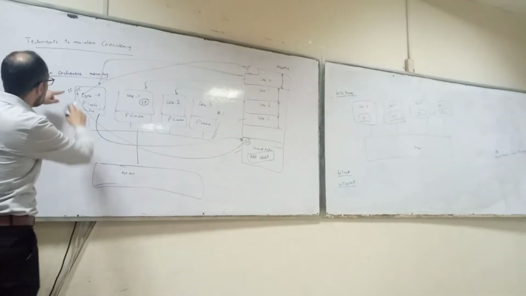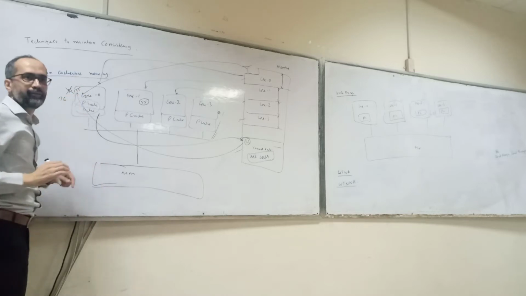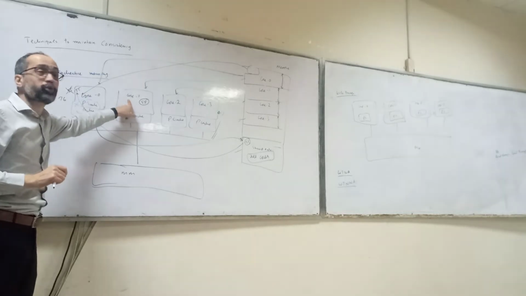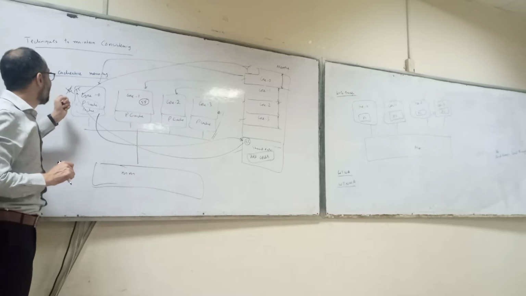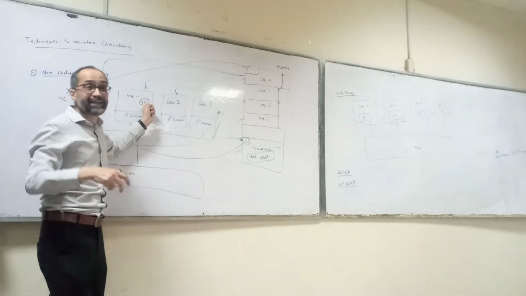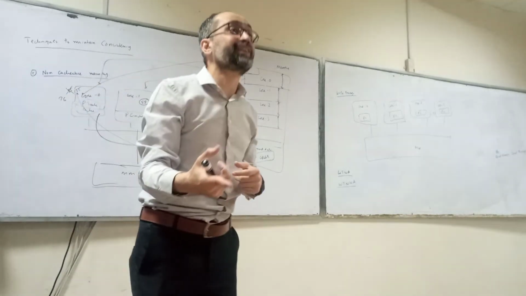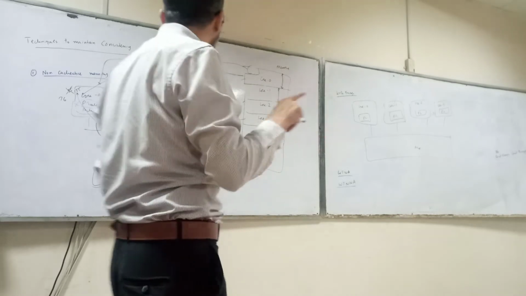Okay, now if core 0 writes this data and the new data is 76, and core 1 wants to read the new data, what's its new value? 76. But it will get a stale data. Is that inconsistent or consistent? Inconsistent. That is inconsistent.